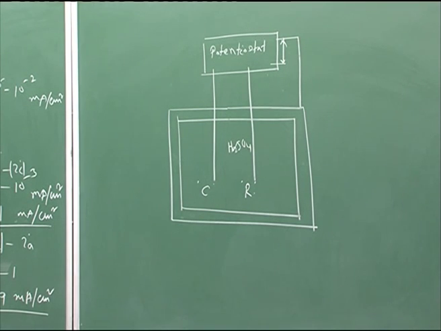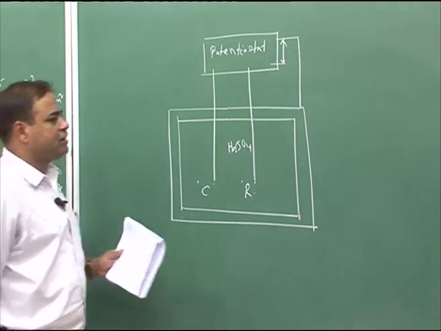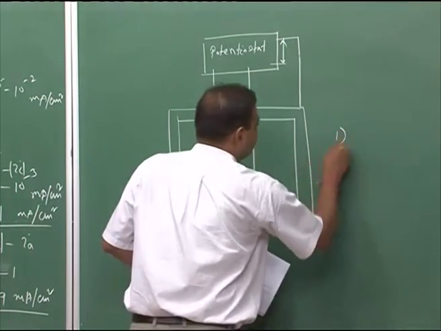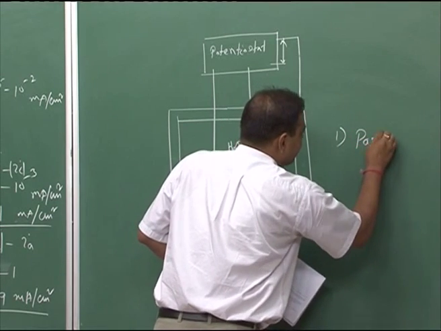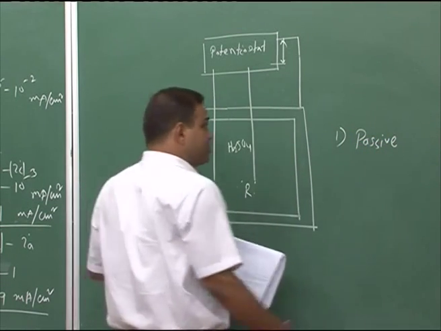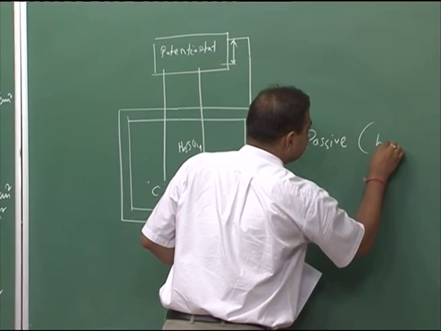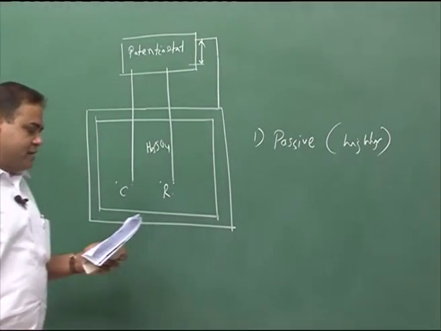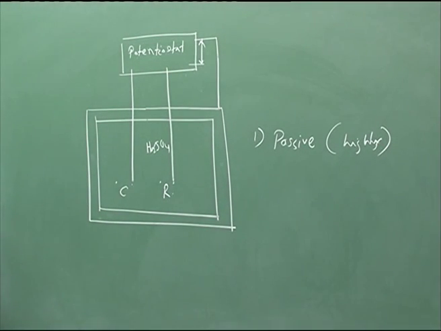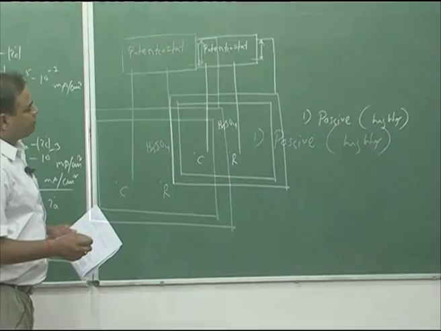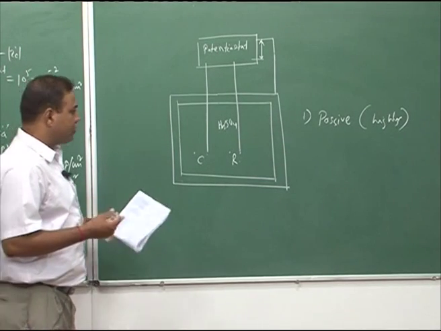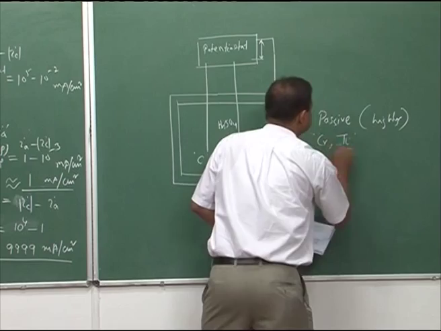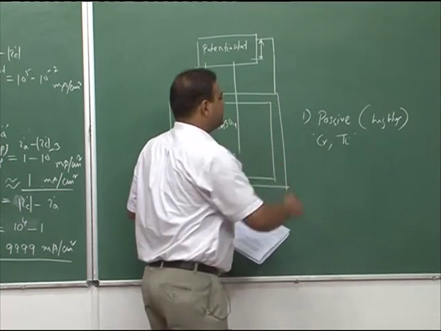Now, in case of the first condition, what are the situations where we should go for anodic protection? One is, of course, the metal should be passive and it should be highly passivating metal. Now, for a weak system, let us say copper, that case it cannot be a very suitable method. Generally, we go for chromium, we go for titanium. These systems we should go for this anodic polarization.